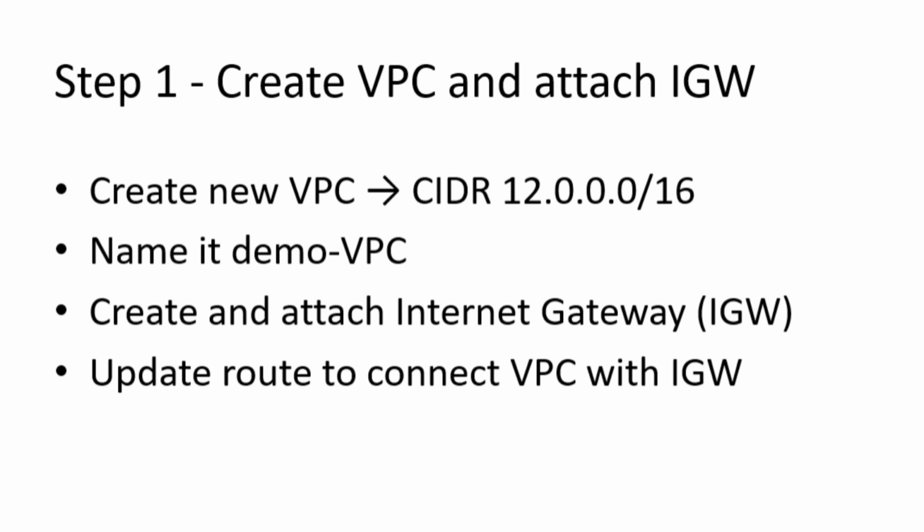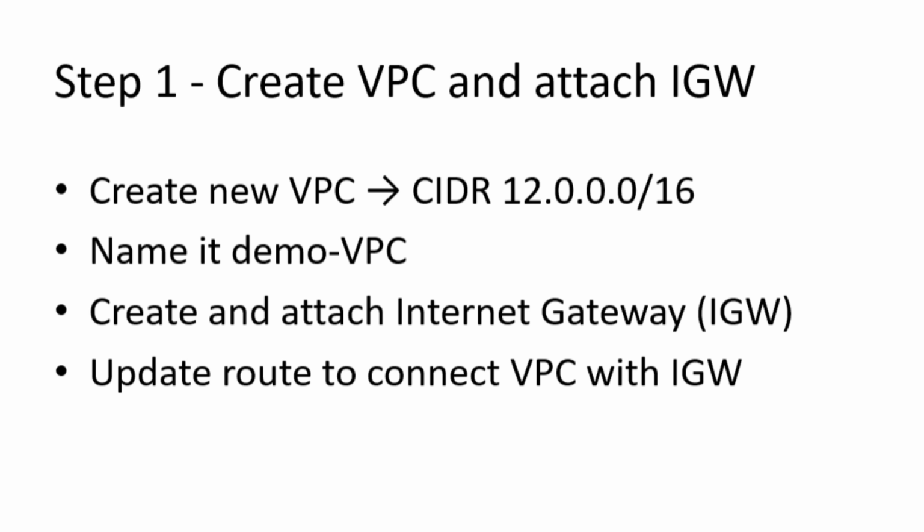This is step 1 of our workflow, creating a VPC and attaching an internet gateway. First, create a new VPC with CIDR 12.0.0.0/16 and name it Demo VPC. Next, create an Internet Gateway, IGW, and attach it to your VPC.